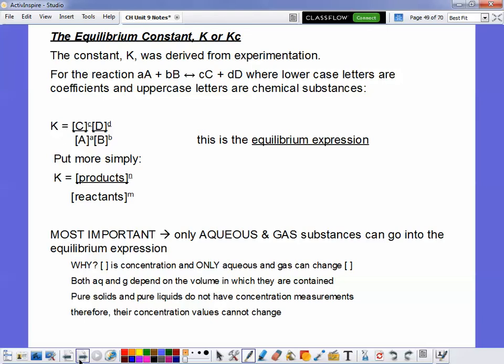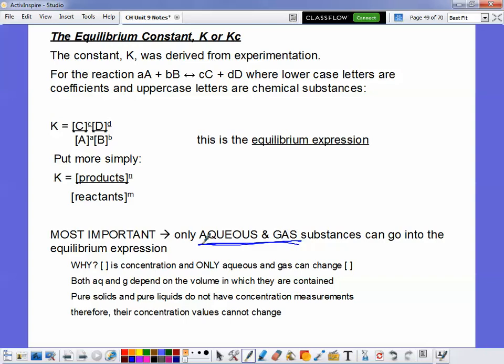And then divided by the reactants, same thing. Concentrations raised to the power of their coefficient. But most important, only aqueous and gas substances go in the equilibrium expression. Okay, so if there's a solid or a liquid, you're just going to leave it out. You can put it in as a 1 if you want to, but normally we just completely eliminate it. It's not a 0 though, it's a 1. Okay.